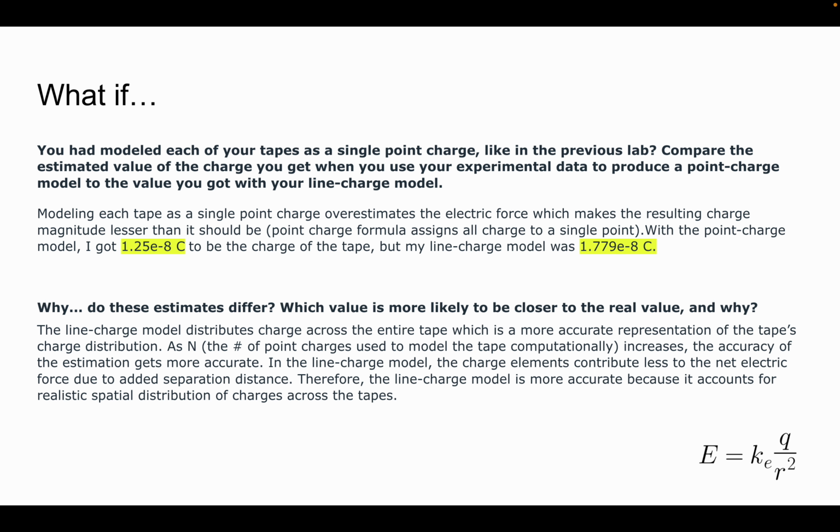And these estimations differ because the line charge model distributes charge across the entire tape as opposed to just one location. So as n, which is the number of point charges used to model the tape computationally in the GlowScript code, gets larger, the n I used was 20, but if I made it 30, 40, 50, the accuracy of my estimation should get more accurate because I'm adding more separation distances between my many, many charges, and it accounts for the realistic spatial distribution of the charges across the tapes.